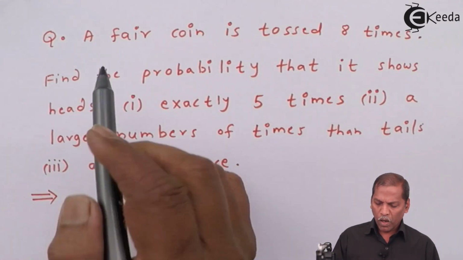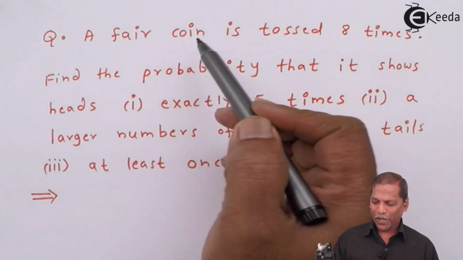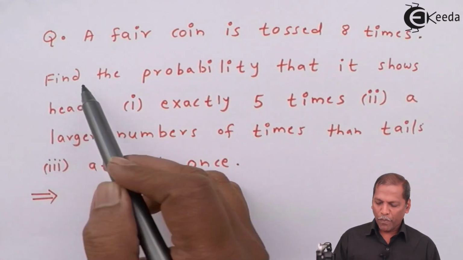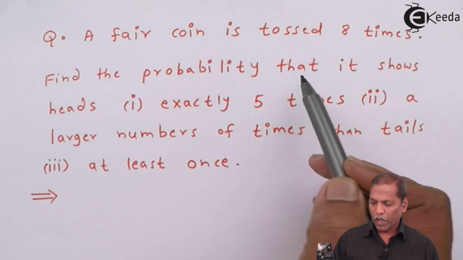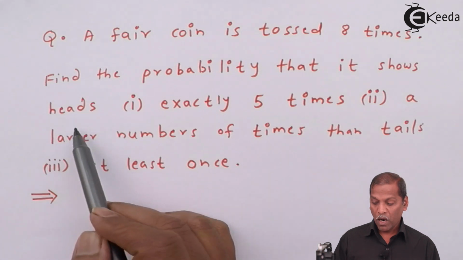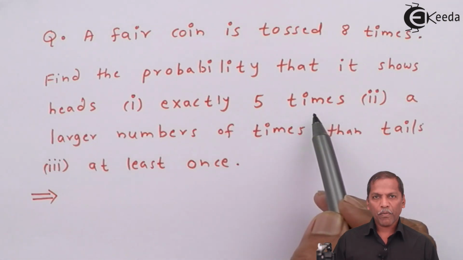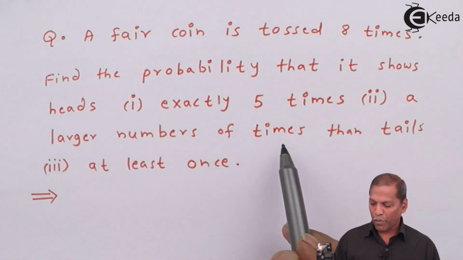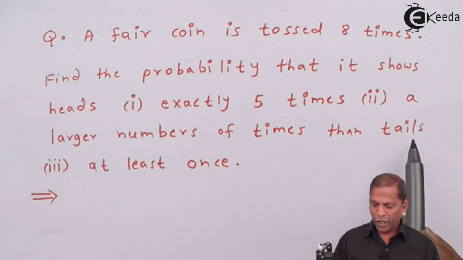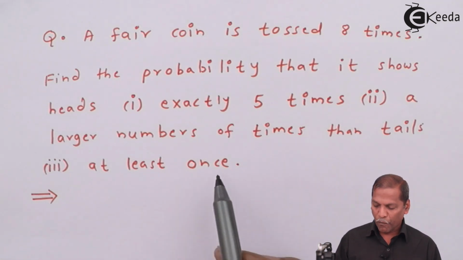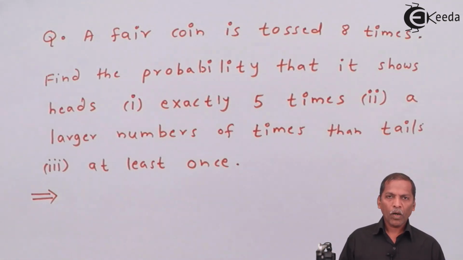Question is, a fair coin is tossed 8 times. Find the probability that it shows heads: number 1, exactly 5 times; number 2, a larger number of times than tails; and number 3, at least once. Now let's see the solution.